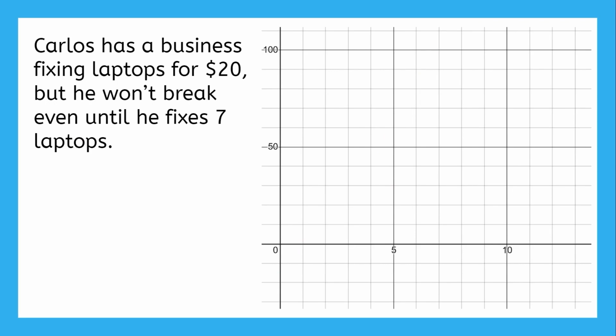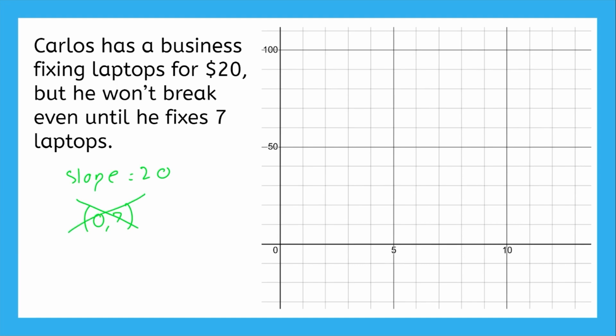All right, last one. Carlos has a business fixing laptops for $20, but he won't break even until he fixes 7 laptops. $20 per laptop is a rate, so there's no question that that's the slope. So that makes 7 the y-intercept, right? Well, hold on, let's think about it. The y-intercept is how much Carlos has made before he fixes any laptops. So is that 7? No, we don't know how much he had before fixing any laptops.